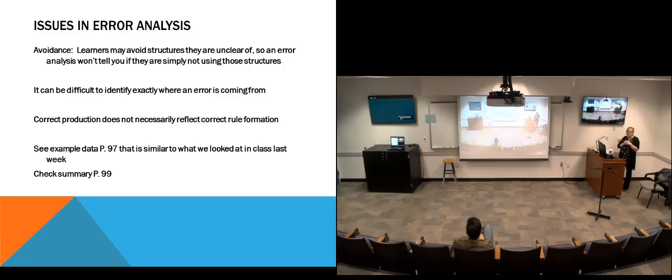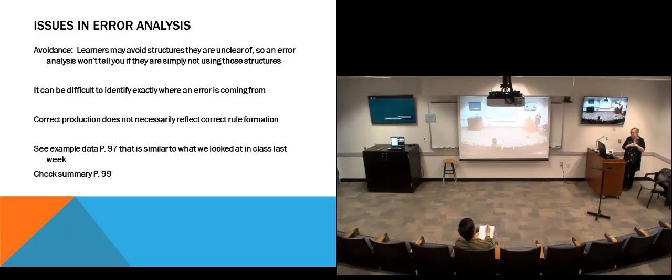It can be difficult to identify exactly where an error is coming from, right? Whether it is, I mean, the easiest ones are the transfer ones, but if it's an intralingual one or some other combination of developmental factors, it's tricky. So just because we can see a consistent error doesn't necessarily mean we can exactly identify where it comes from, which is one thing that you're doing with your data analyses, right? With your data analyses, you're saying, I see that there's a consistent error. I'm speculating. My warranted speculation is that it looks like first language transfer or it doesn't look like first language transfer, okay?